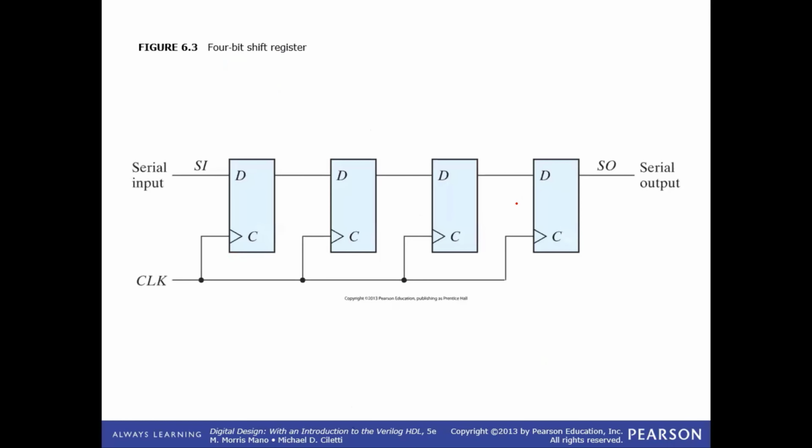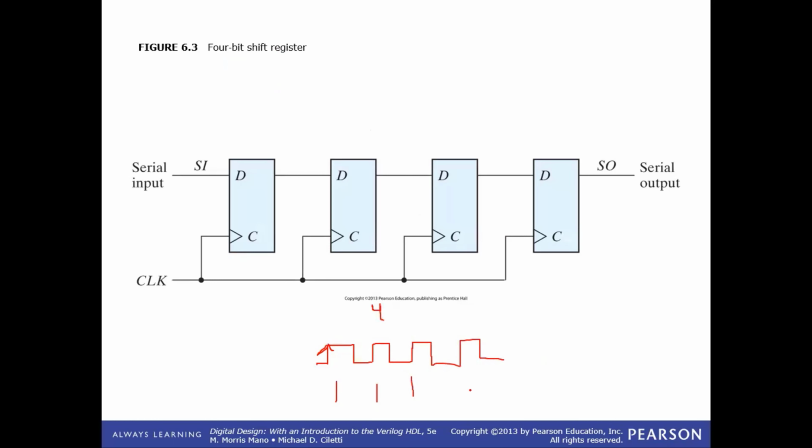Then we moved on to the 4-bit shift register. The difference between the parallel transfer and the serial transfer was that in a single positive edge of the clock, only one bit is transferred. If we have 4 bits, we will have to wait for 4 positive edges of the clock, and in each positive edge, 1 bit is transferred.